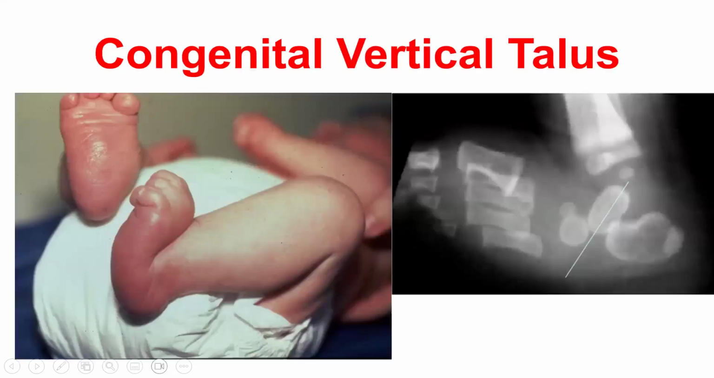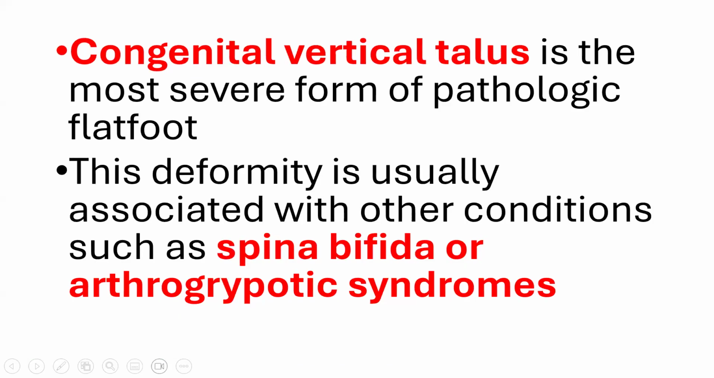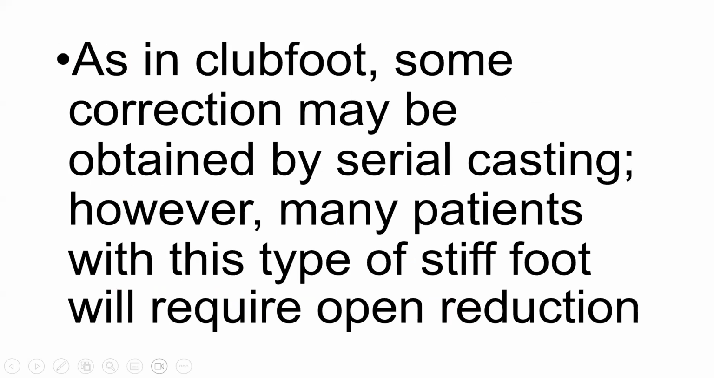There's a congenital vertical talus. Many of these children with arthrogryposis are born with a congenital vertical talus, which is the most severe form of pathologic flat foot. This deformity is usually associated with other conditions such as spina bifida or arthrogrypotic syndromes. As in club foot, some correction may be obtained by serial casting. However, many patients with this type of stiff foot will require open reduction.